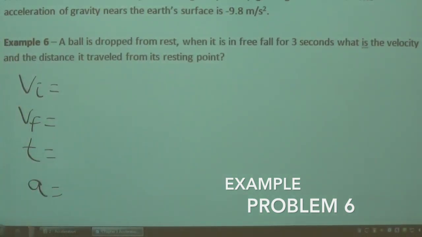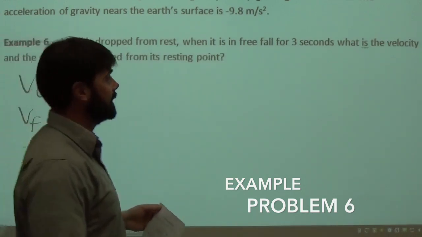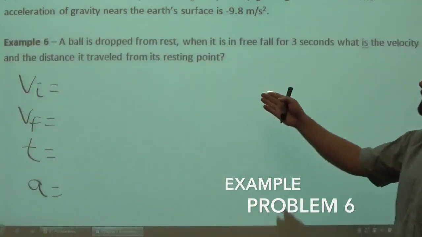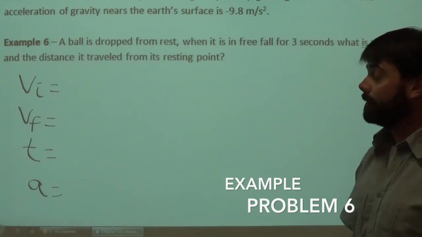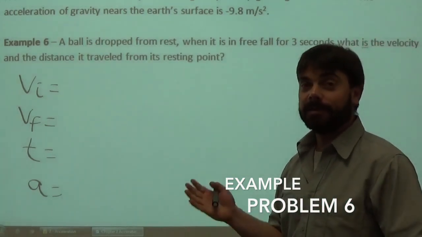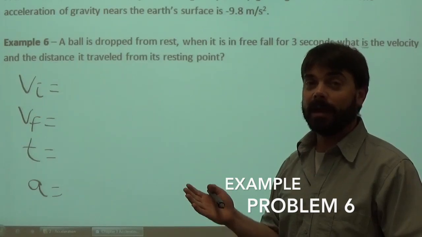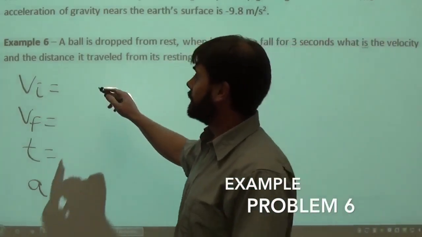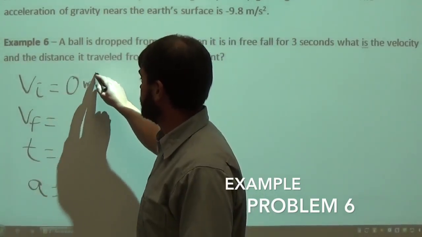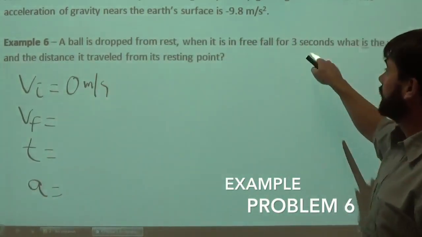So in example 6, they're going to give us velocities, times and or accelerations. So they want us to try to figure out, if a ball's dropped from rest and it's in free fall for 3 seconds, what is the velocity and the distance it traveled from its resting point. Well, first thing we're going to want to figure out is how fast this object is going on average from start to finish. So we know if it was dropped from rest, the original velocity is 0 meters per second.